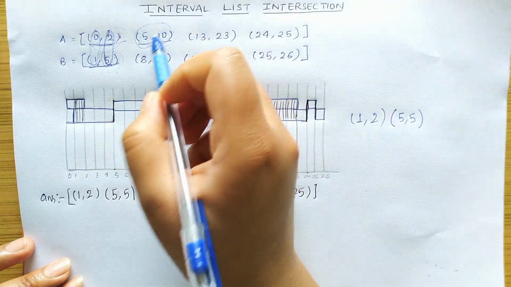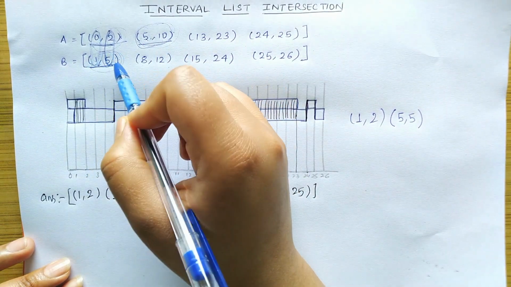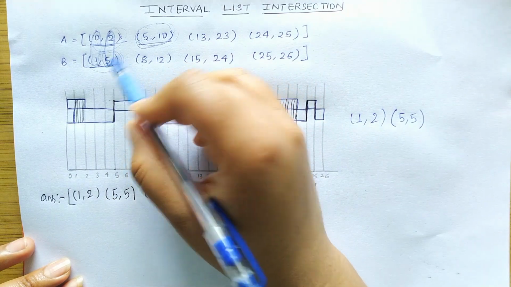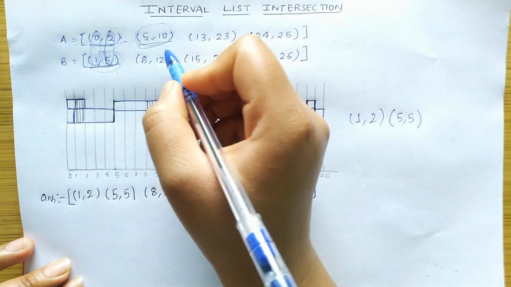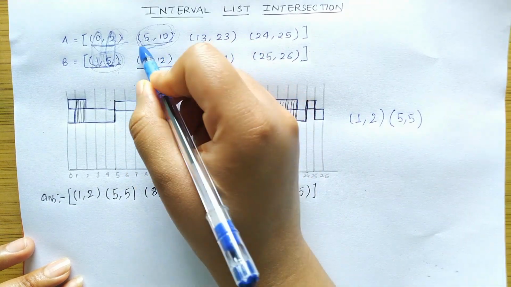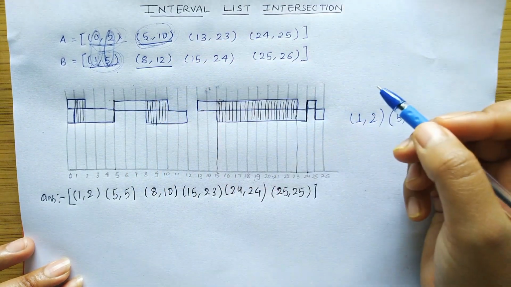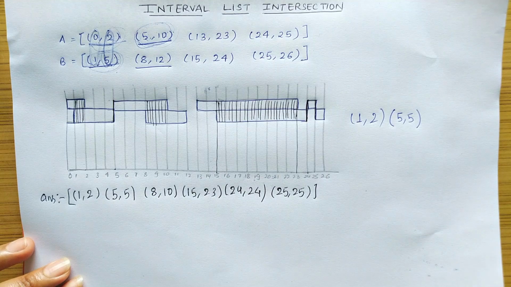And after that, for both of these we will check which one is smaller. So 5 and 10 will be compared, and this comes out to be smaller. So this one will be incremented and we will come here, and then we will repeat the same process again and again, and we will get the answer. Now let's check out the code.